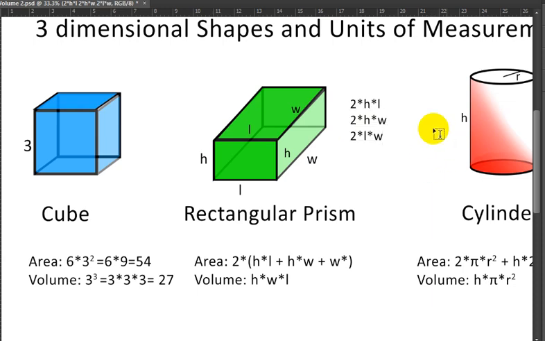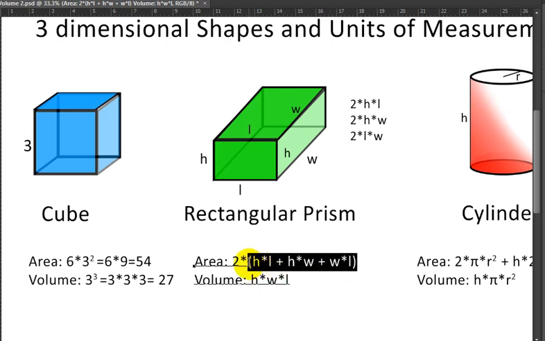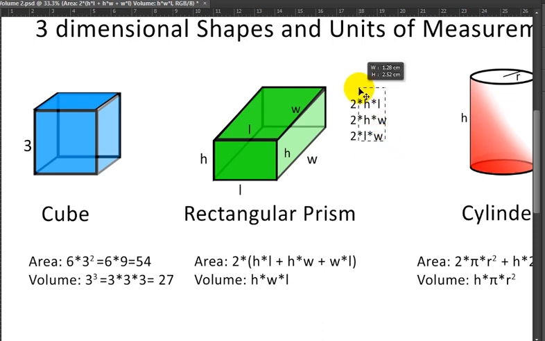Right? Now, what if I add all of these together? Well, then I get 2 times the sum of each individual rectangle. Sorry, this should be W times L. So h times L, then h times W, W times L, then add them all together and multiply them by 2. So let's do an example.